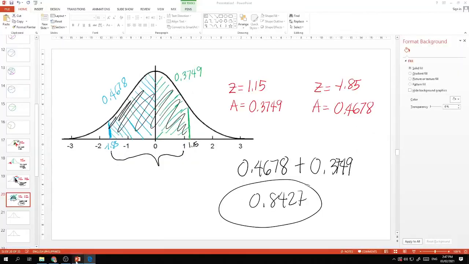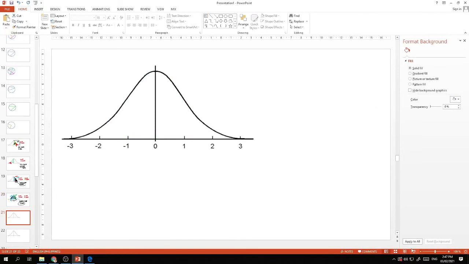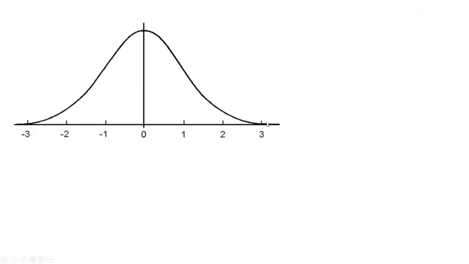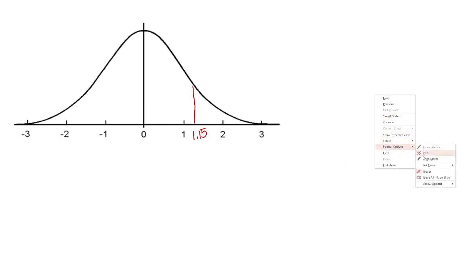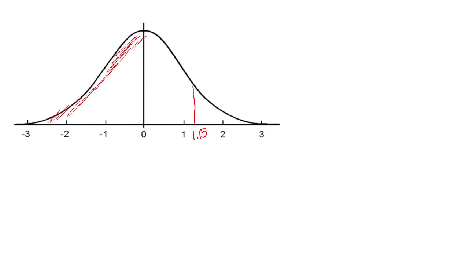Okay, let's make use of our PowerPoint. Let's locate 1.15. That's over here. This is 1.15. And take note, it's to the left. Is this to the left? It's the other way around. Sorry for that. It's to the left. So I'm going to shade all of this part, section Galileo.